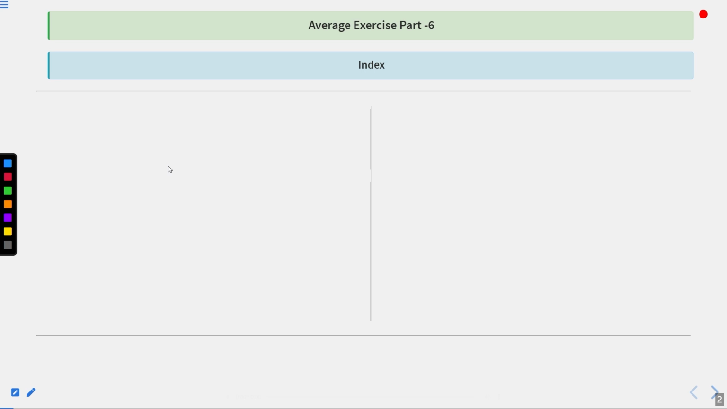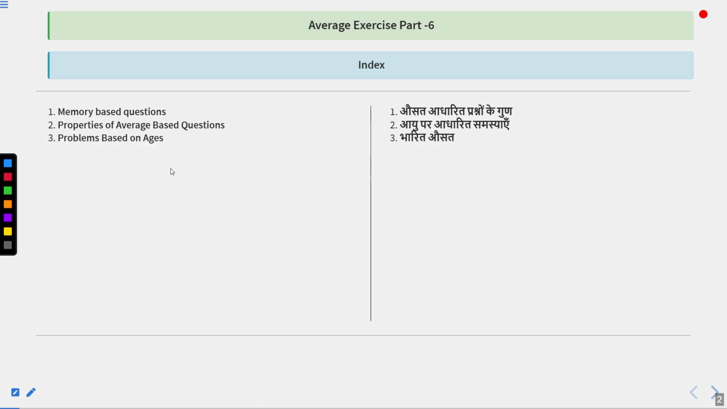Now see the index. First is memory based questions which were asked in previous year bank exams. Then some properties of average based questions, then problems based on ages, weighted average questions and some miscellaneous questions. Then we will summarize today's lecture.